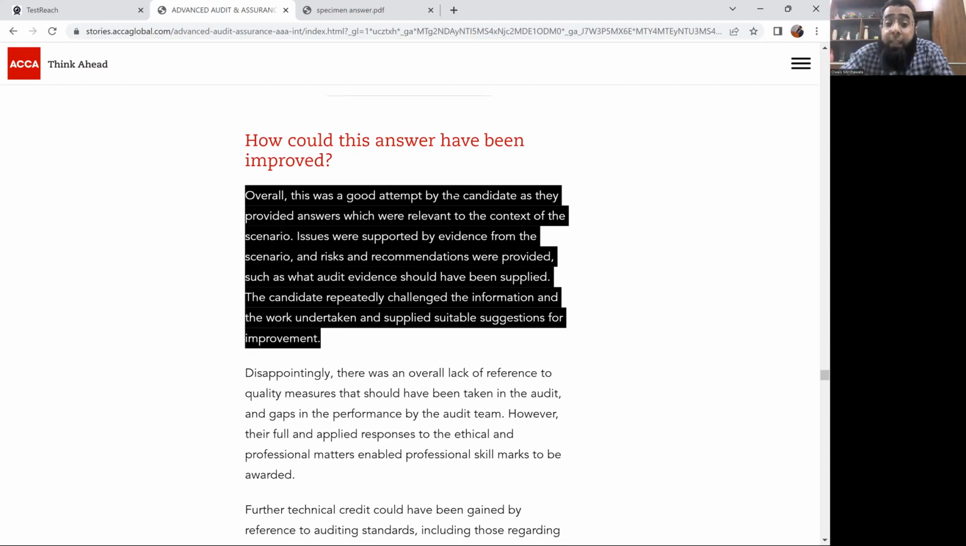Overall, this was a good attempt by the candidate, as they provided answers which were relevant to the context of the scenario. Issues were supported by evidence from the scenario, and risks and recommendations were provided, such as what audit evidence should have been obtained. The candidate repeatedly challenged the information and the work. So the examiner considered this a good answer. At AAA level, 15 out of 25 is good marks. It's Advanced Audit and Assurance, and the position in it comes at around 70 to 73 marks. It is one of the papers with a low pass rate, so 15 out of 25 is good marks.